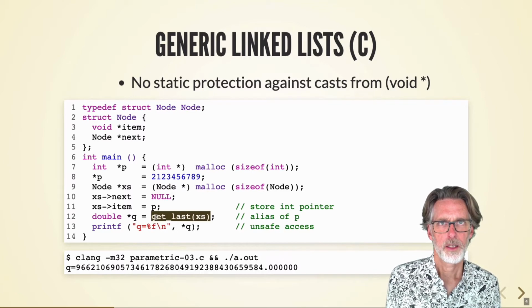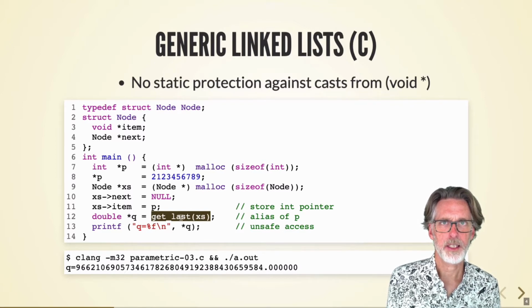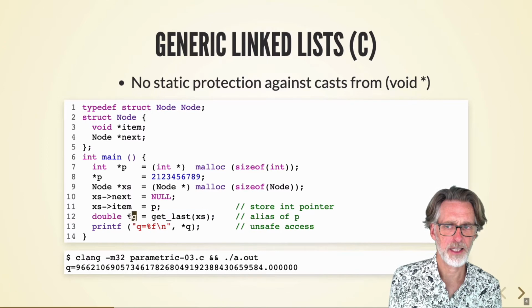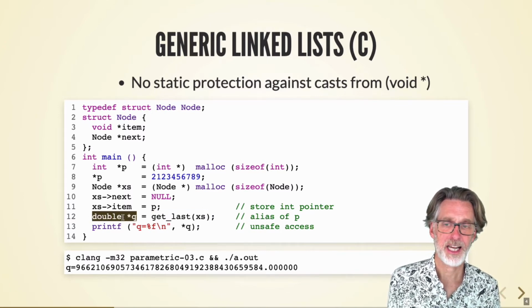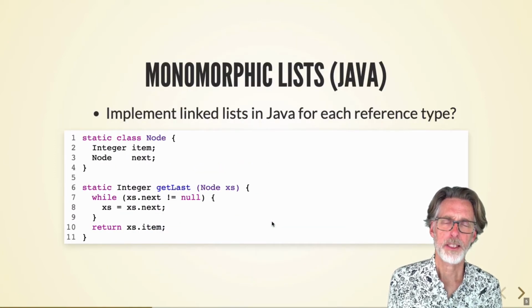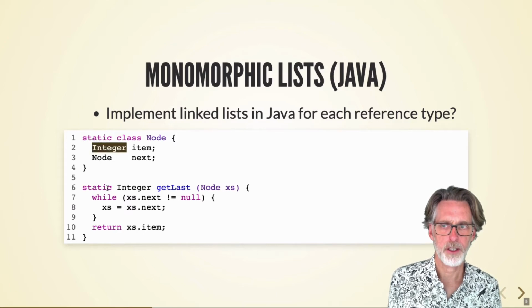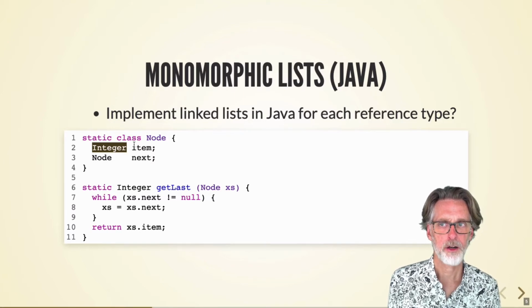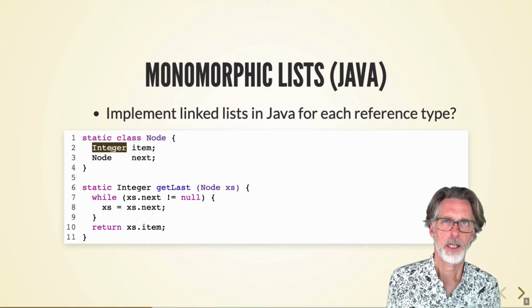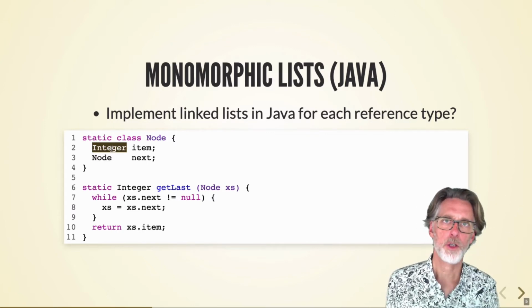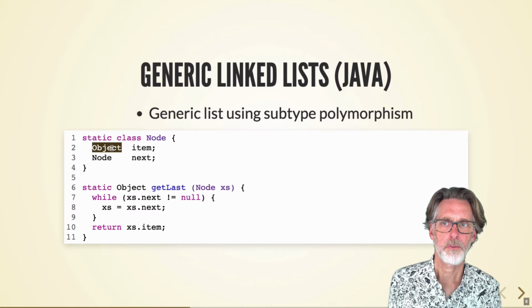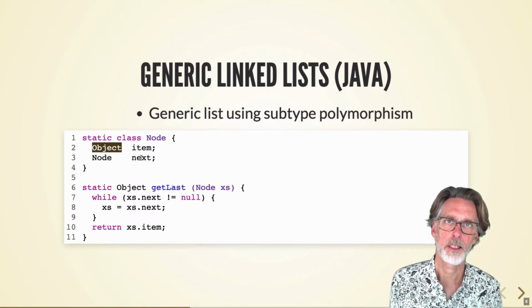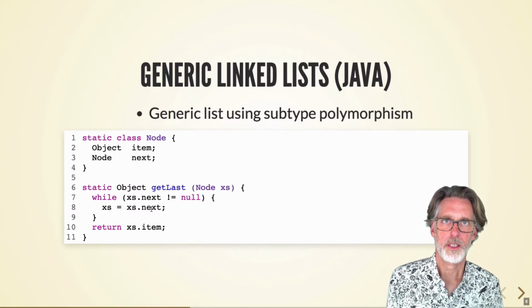Why is this happening? It's happening because the return type of getLast is void star, and that can be converted to anything in the C compiler. It's not a checked cast, and therefore I get the unsafe access. What happens in Java? Well, of course, I can have monomorphic lists in Java, just the way I can have monomorphic lists in C. And here I have a pointer to an integer in memory. And just like in C, I also have a most abstract type. In Java, it's called object. And this is now a generic list class, just like my void star class in C. And I can use it much the same way.